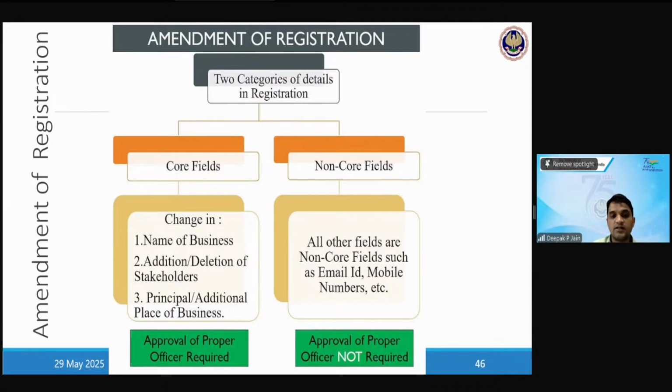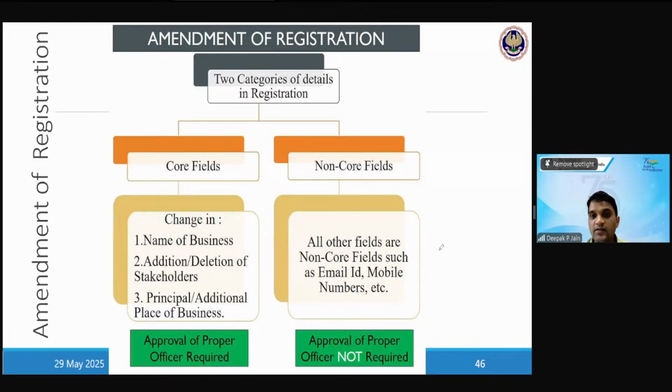Like name of the business, addition of stakeholders, that is change in the directors, change in the authorized signatory, they are called stakeholders. So any kind of addition or deletion of stakeholders, and any kind of alteration or addition of principal place of business or additional place of business. So what will happen in these cases? Is this change acceptable? Yes, this is acceptable, but this will require the approval of the proper officer. So you will need the approval of the proper officer for all of this. Without the officer's approval, you cannot change it.